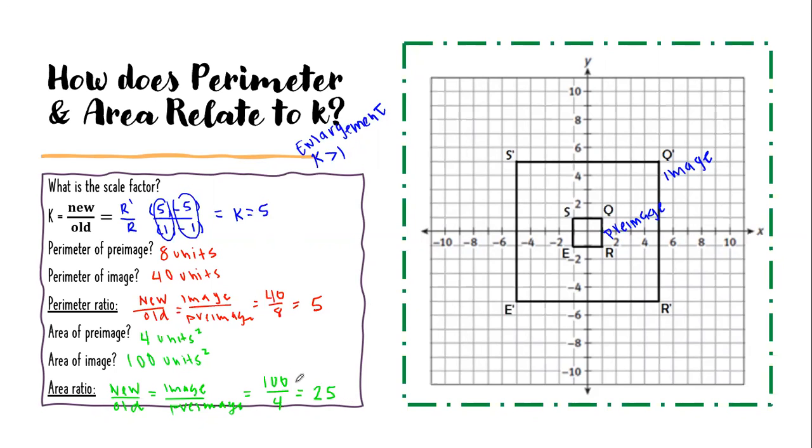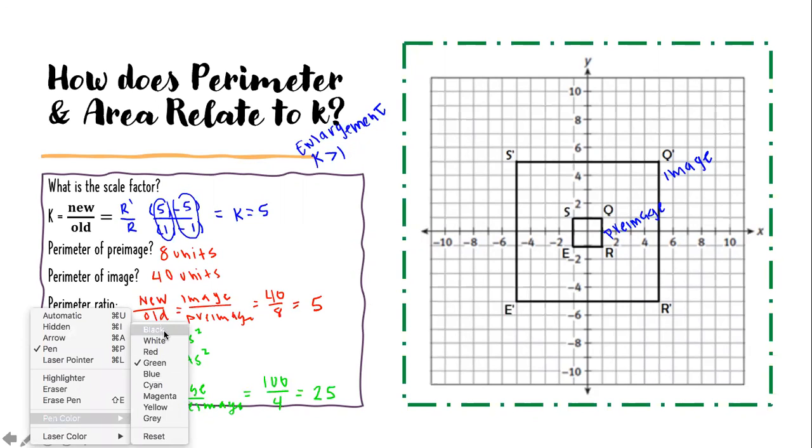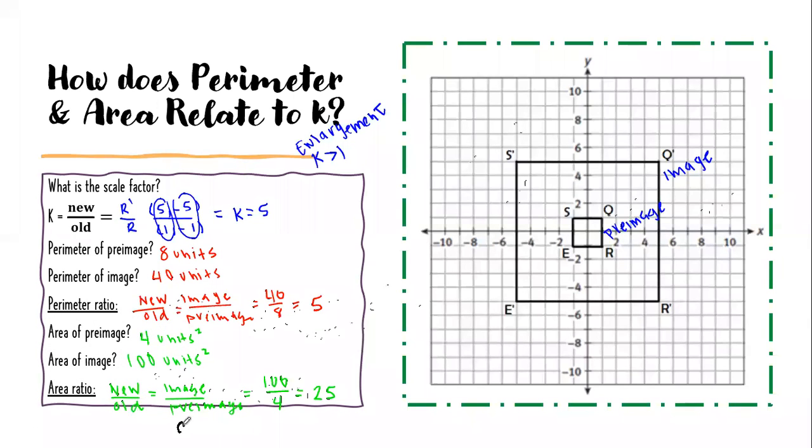But how does it relate? 5 and 25. Wait. 5 times 5 is 25. So what we need to learn here is that the area ratio is equal to the scale factor squared. Okay, the area ratio equals the scale factor squared. I'll write that out all together. Scale factor squared.